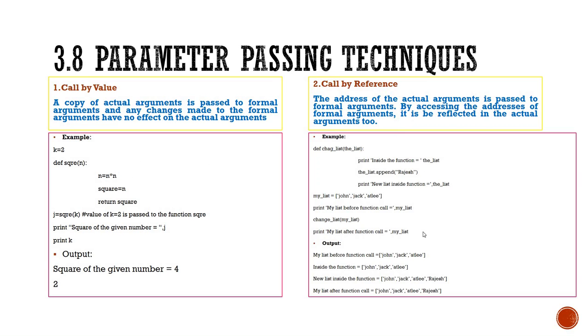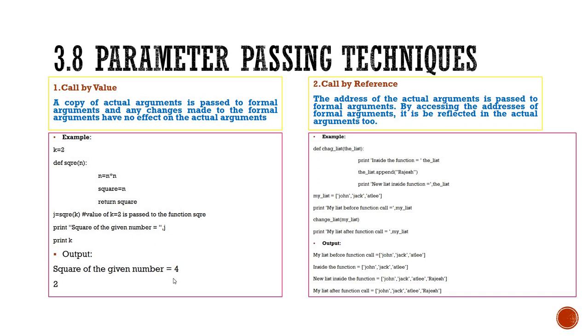So this is function using call by reference. So here k is given the value 2 and the function name is square of n. So this function will compute square of n, and the square value is assigned to square and return square. This statement returns the square of a given number. So j equal to square of k. So print the square value of given number equal to j and print k.